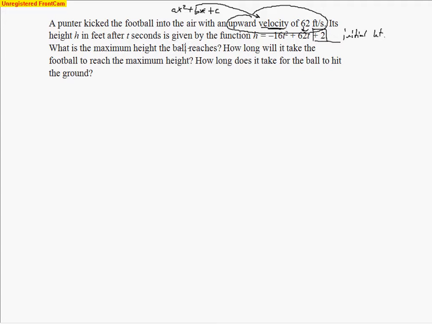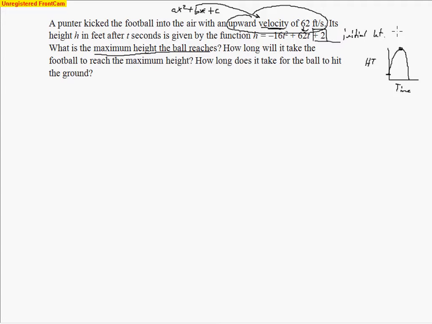And so what we want to do is find out what is the maximum height of the ball. And so how high does it reach? Well, if we just sketch a coordinate plane here, it would look something like this. We'd have height here, and we'd have time here, and it starts 2 feet above the ground, and it comes up, and then it comes back down. And so right here, this is the vertex.